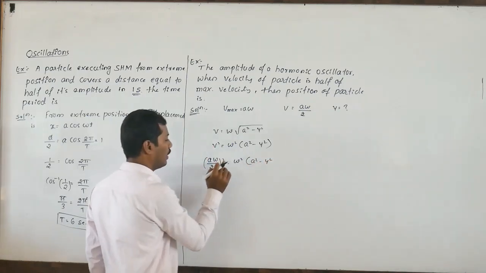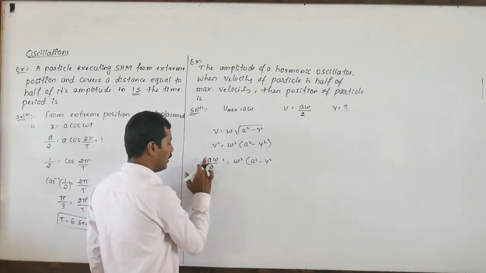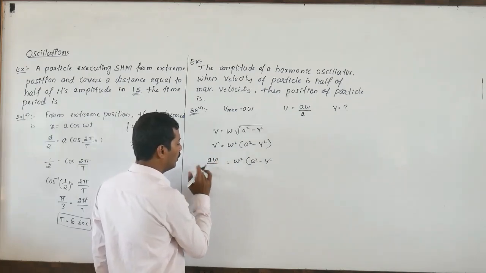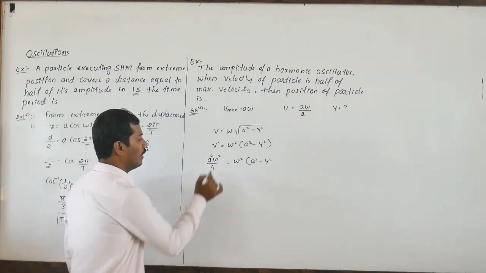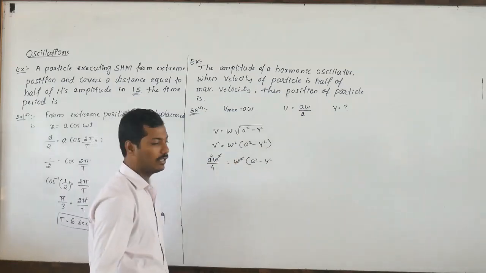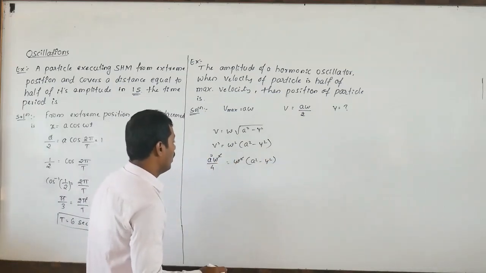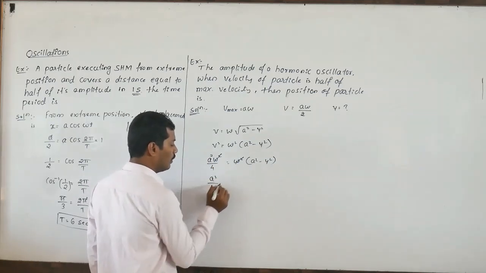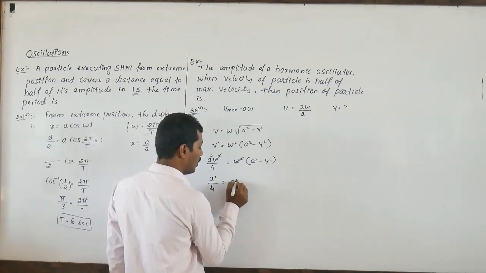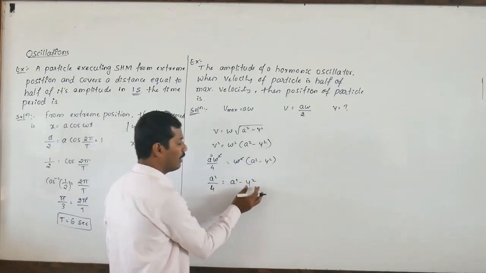I will write this square directly here. That becomes a square omega square divided by 4. Then omega square gets cancelled here. Then it becomes a square divided by 4, which equals a square minus y square. We have to calculate the value of y.